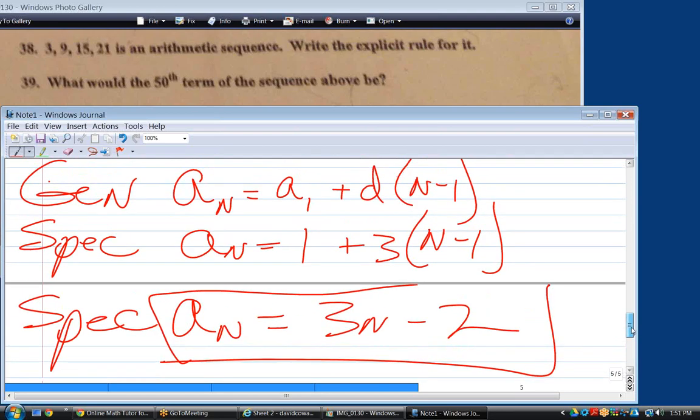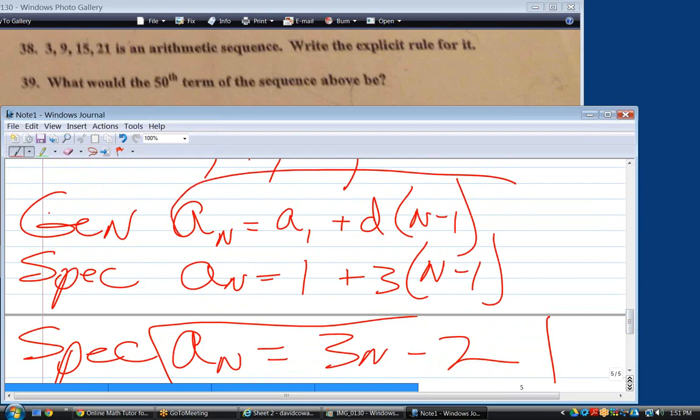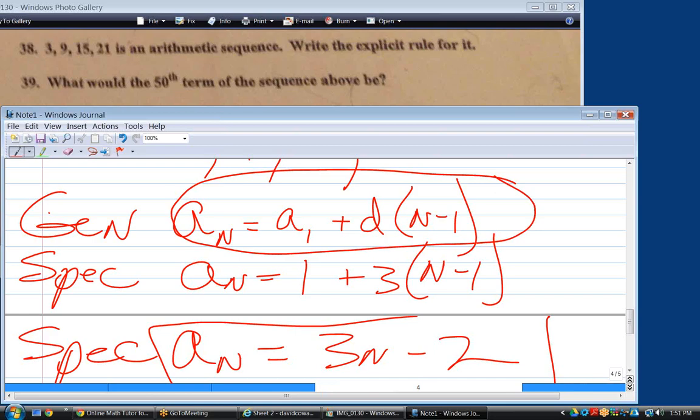But you always start with the general rule. This is what you want to memorize. The specific rule is going to change depending on the sequence. Every sequence is going to have a different specific explicit rule. But if you memorize this, that will work for any arithmetic sequence. Right, basically the general rule produces the specific rule. Yeah. Once you figure out what the first term is and the common difference, then you can come up with a specific rule.